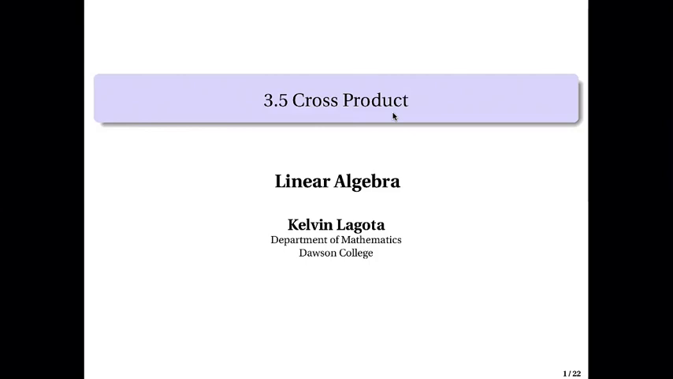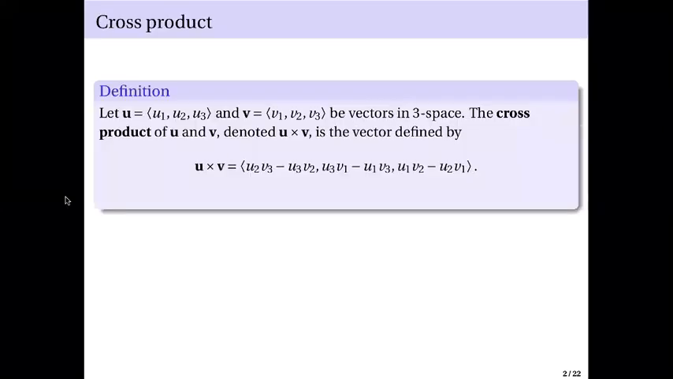Let's start with the definition here. So let us get two vectors in three-space, say vector u with components u1, u2, and u3, and vector v with components v1, v2, and v3. Then the cross product of u and v, which we denote by u cross v, read as u cross v, is the vector defined by the following.